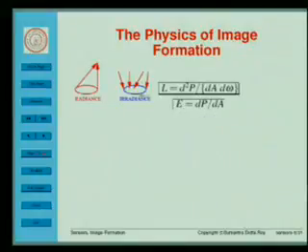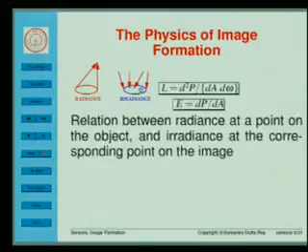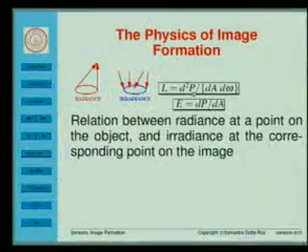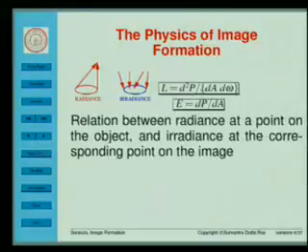Okay. Now the difference is as follows: irradiance is coming in, radiance is going out. Okay. And essentially what we want to find out is the relation between the radiance at a point on the object and the irradiance of a corresponding point in the image. Okay. Radiance and irradiance, that is the way physicists define it, but how does one remember what they are?